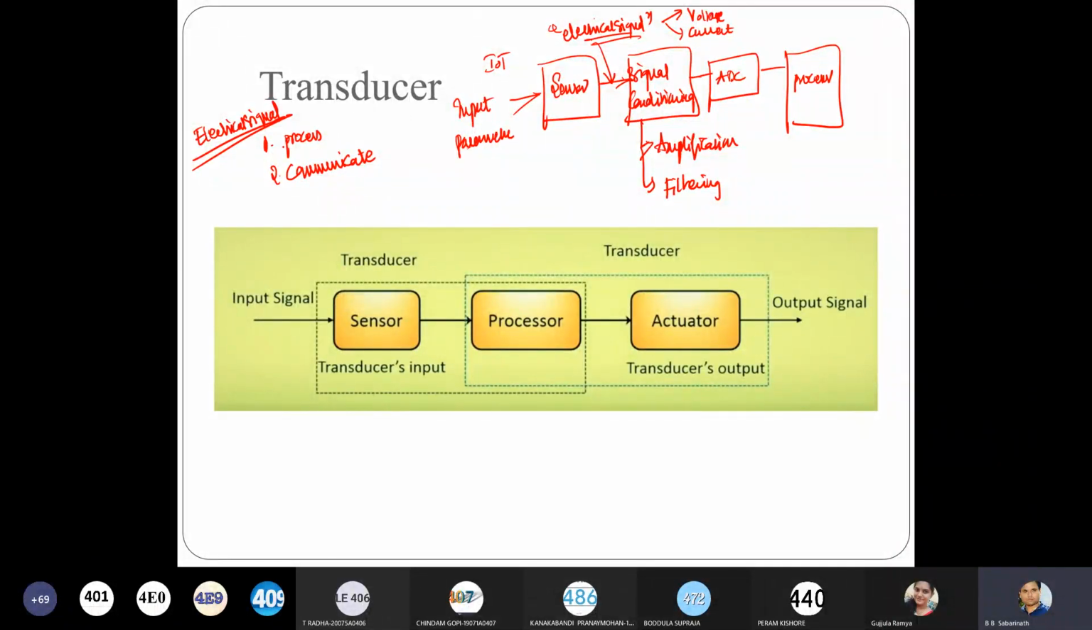If I convert this to an electrical signal, the main advantage is I can process it with the help of a processor, and I can communicate it easily. And in IoT, we need to communicate, right? If I have a processor, I can have a Bluetooth module or directly a Wi-Fi module. With the help of this, I can communicate to a gateway or the cloud, whatever it may be. So that's what we are interested in: converting the physical parameter to an electrical signal.